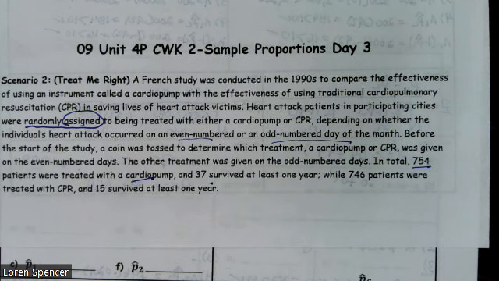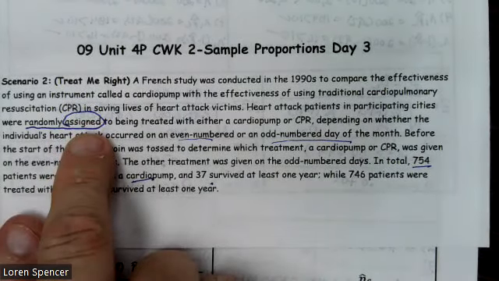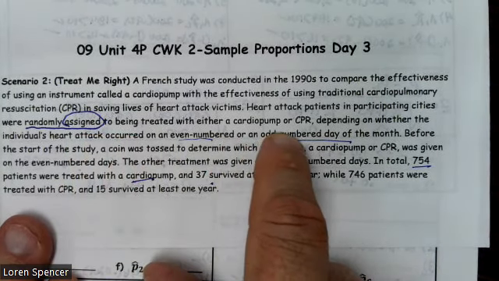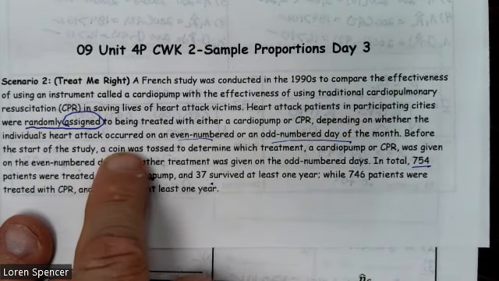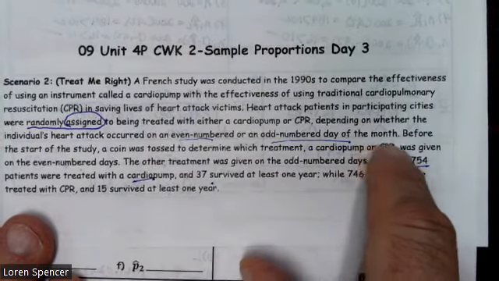A French study was conducted in the 1990s to compare the effectiveness of using an instrument called the cardio pump with the effectiveness of using traditional cardiopulmonary resuscitation, or just CPR. Heart attack patients in participating cities were randomly assigned. Random assignment is important because that's going to change our conditions. Patients were treated with either a cardio pump or CPR, depending on whether the individual's heart attack occurred on an even number day or an odd number day.